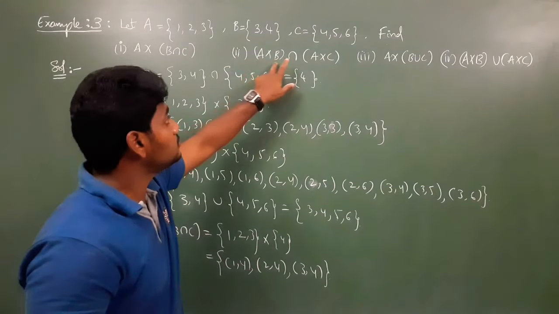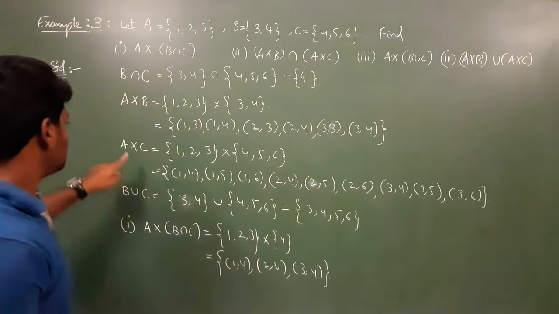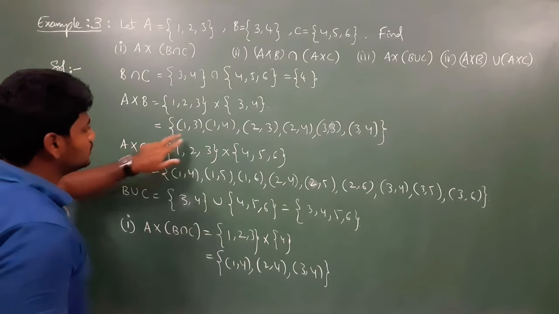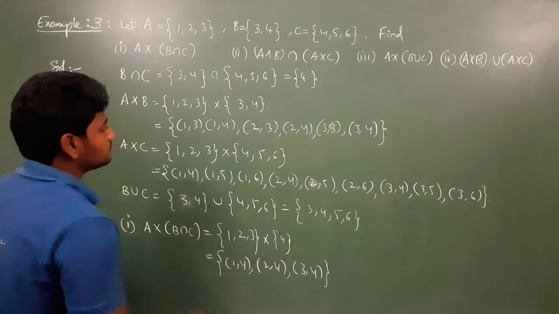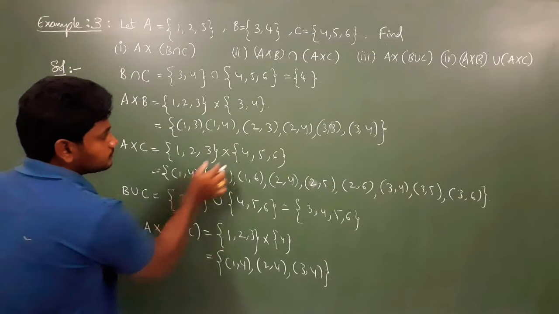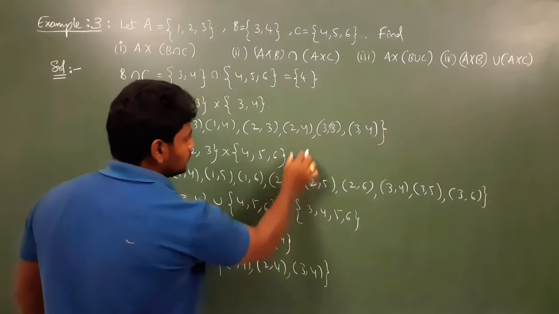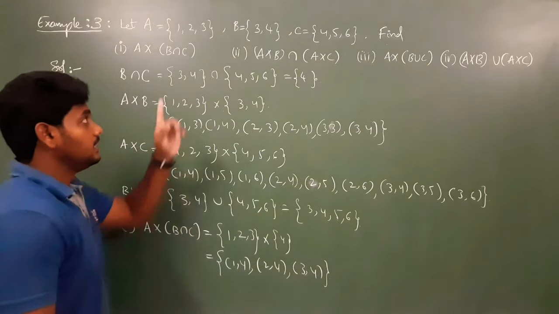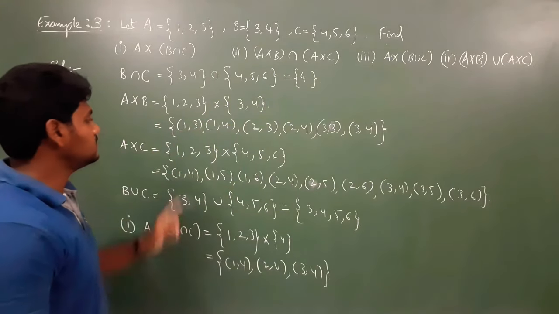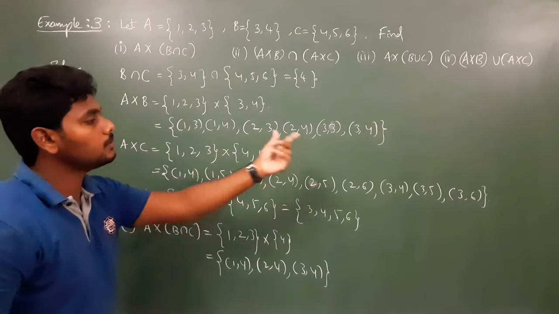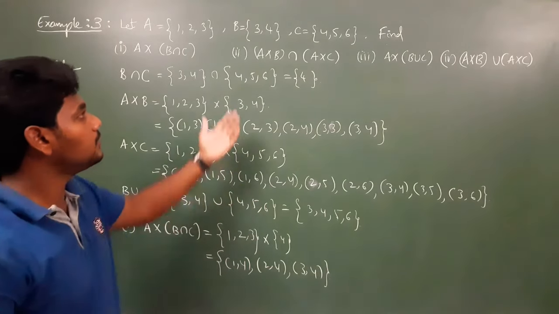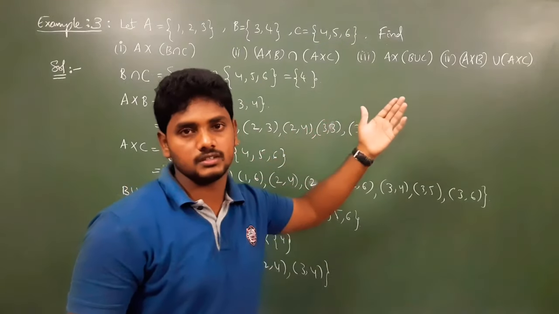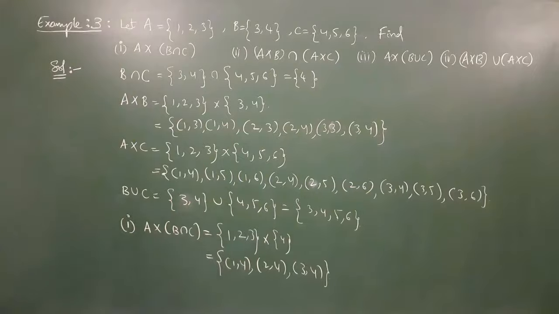Next, A cross B intersection A cross C. See what are the common elements from this? 1, 4. Next 2, 4. Next 3, 4. That means A cross B intersection A cross C is the set of 1, 4, 2, 4 and 3, 4. I hope you can do these remaining questions. Pause the video and note it down.